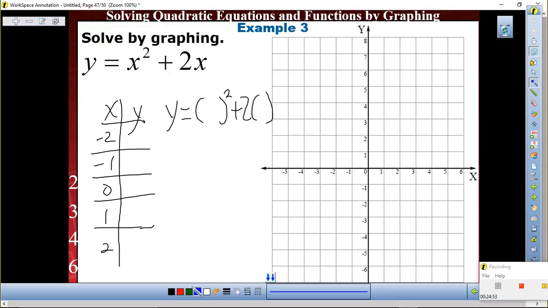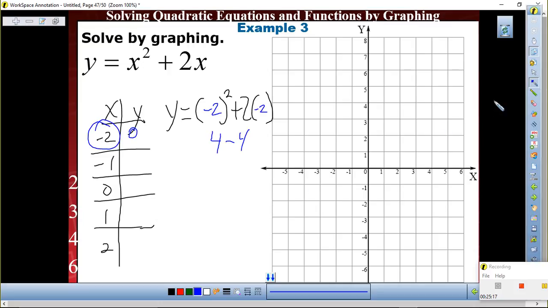Let's see. Nina, when x is negative 2, what is y? 0. Hands if you got that. That is correct. If you don't see it, negative 2 squared is 4. What is 2 times negative 2? Negative 4. Negative 4 and 4 is 0. That is correct.